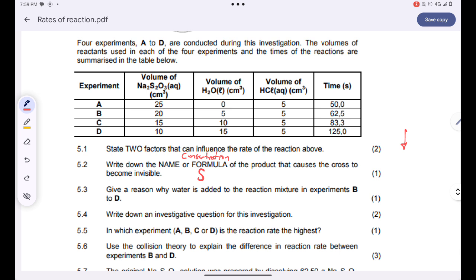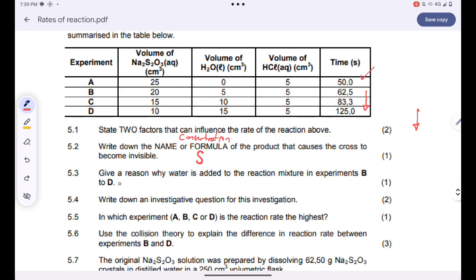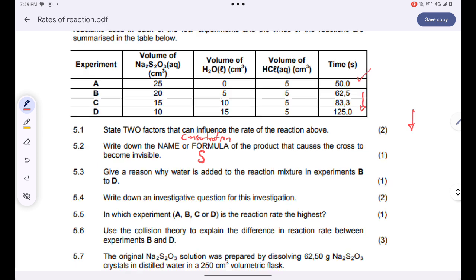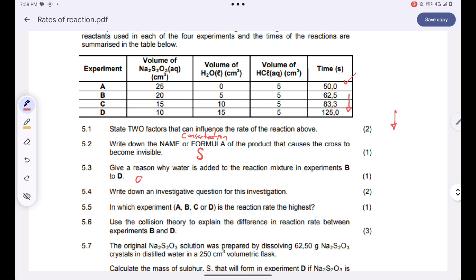We can see that from reaction B to reaction D, the reaction takes more time to reach completion as compared to the first reaction. Are you together? So the reason for adding water into the mixture was just to dilute the solution of sodium thiosulfate, and the dilution of sodium thiosulfate will obviously change its concentration. Are you together? So the reason is just to dilute sodium thiosulfate.